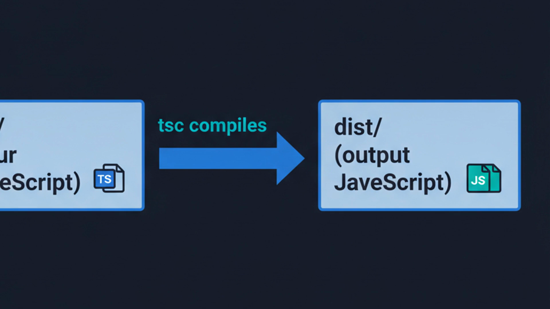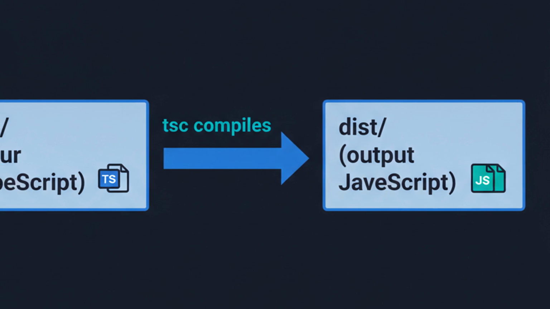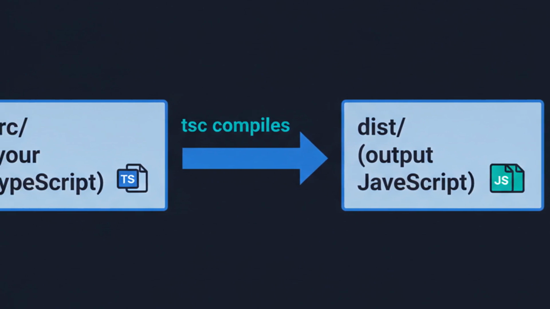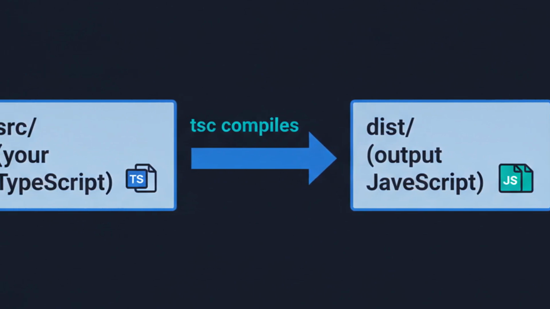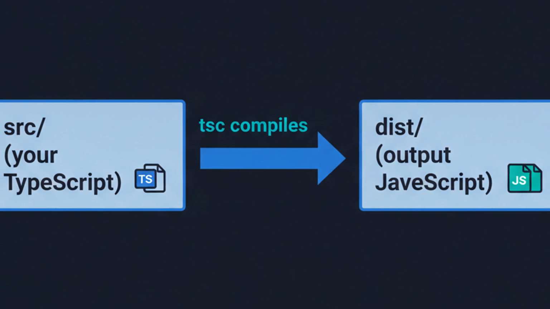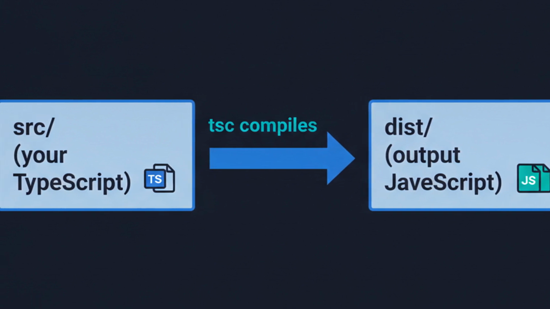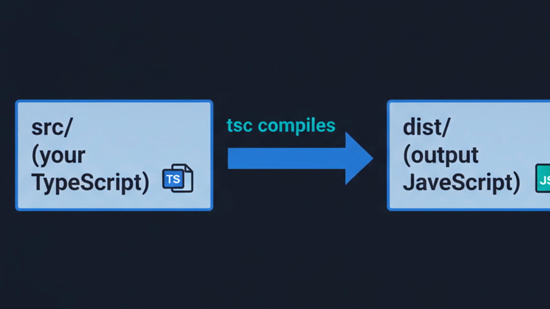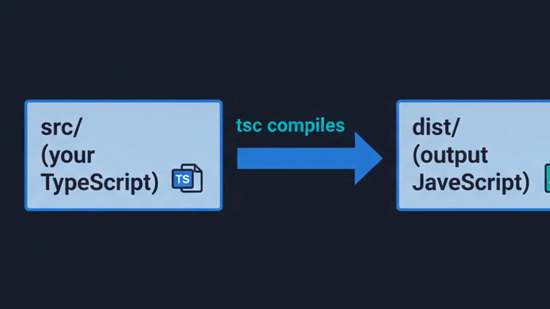Now, where does the compiled JavaScript actually go? That's the job of outDir and rootDir. rootDir tells TypeScript where your source files live, usually a folder called src. outDir tells it where to dump the compiled output, usually a folder called dist. This keeps your clean TypeScript source separate from the generated JavaScript. Never commit your dist folder. That's why we exclude it.